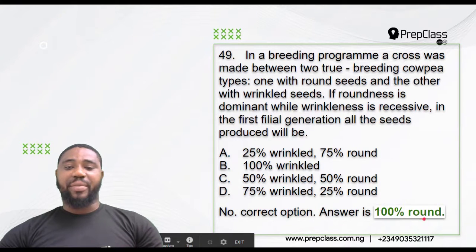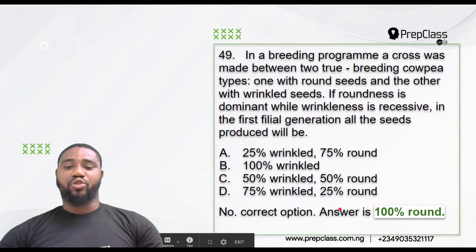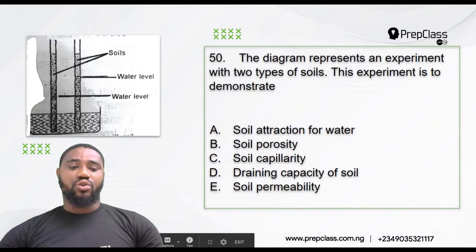So the correct answer is 100% round. There's no answer here. Everything is supposed to be 100% round, since big R is dominant over small r. So your correct answer is 100% round, so there's no answer there.